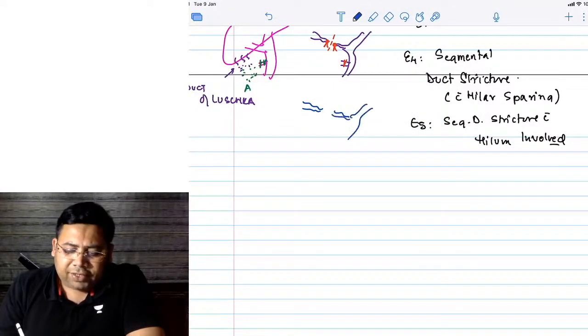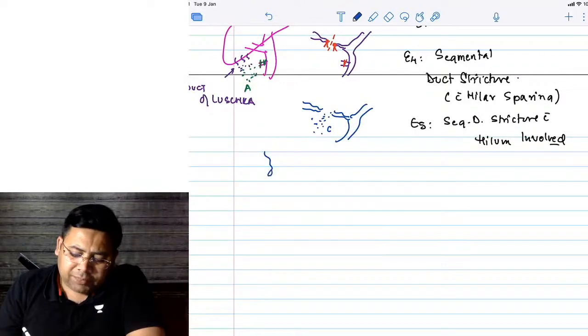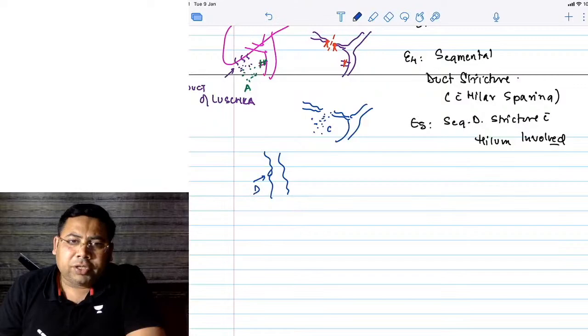Why? Because you have divided this duct, and that is why there is a leak, like in this case. This is type C. What is type D? If it is a bile duct injury, this is a type D, lateral wall injury.